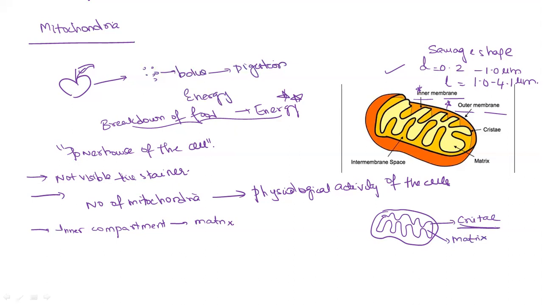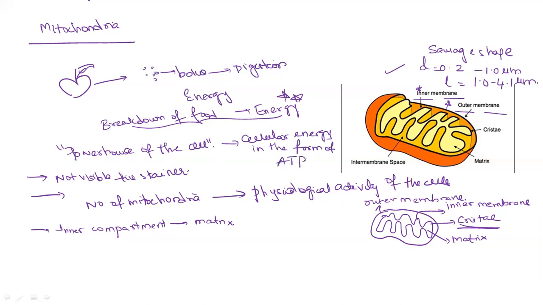Which membrane helps in the formation of cristae? It is nothing but the foldings of inner membrane. And the outermost layer is the outer membrane. I hope you have understood why it is called powerhouse of the cell, because they produce cellular energy in the form of ATP. So this was about mitochondria that you need to remember.